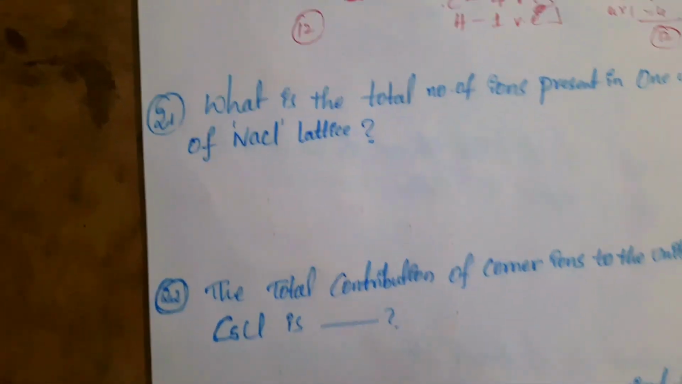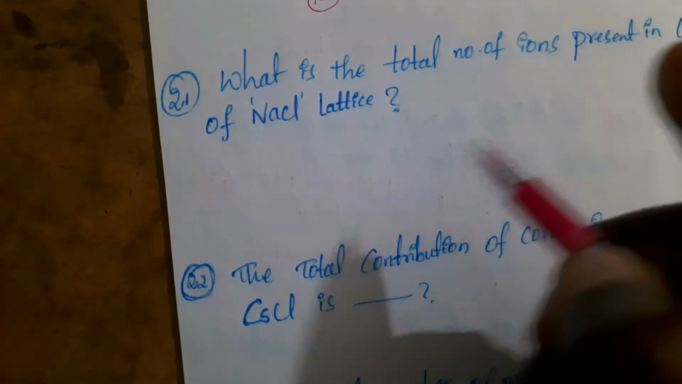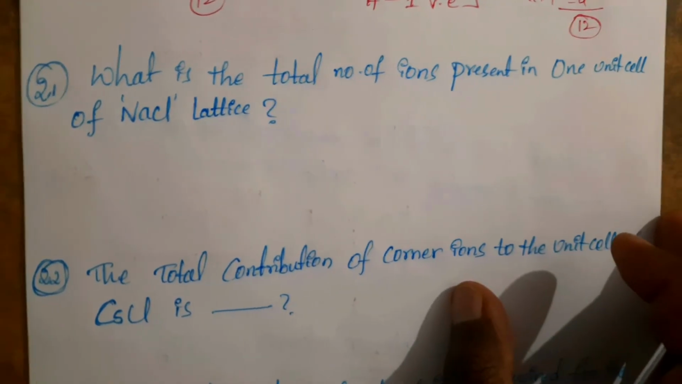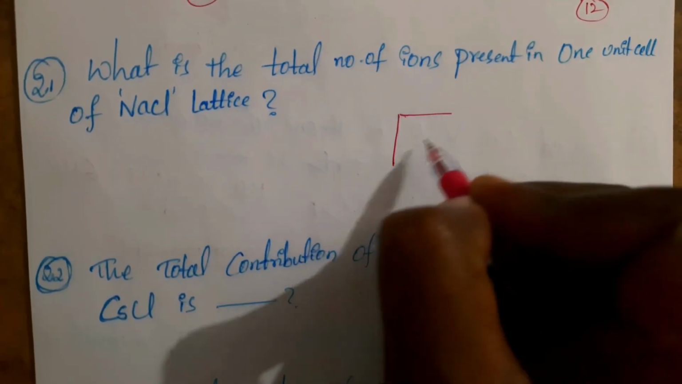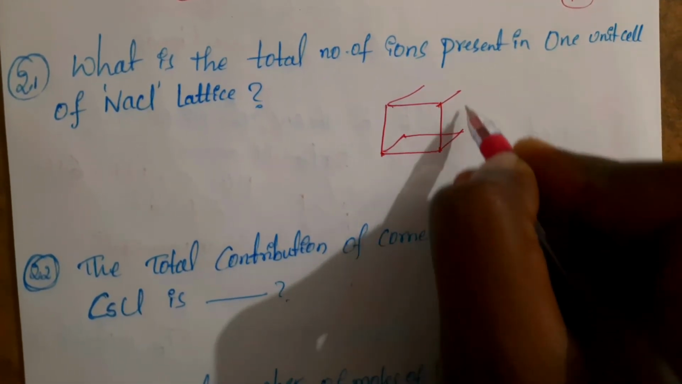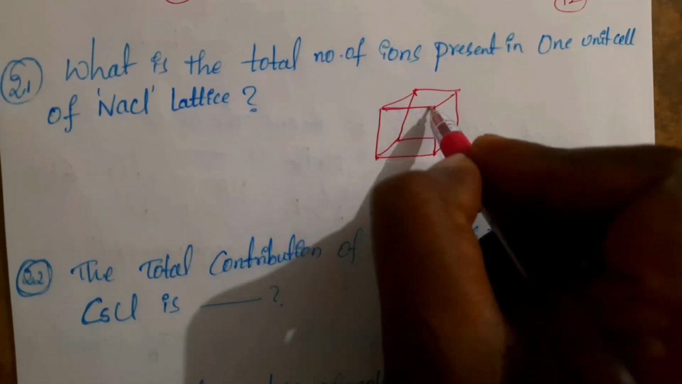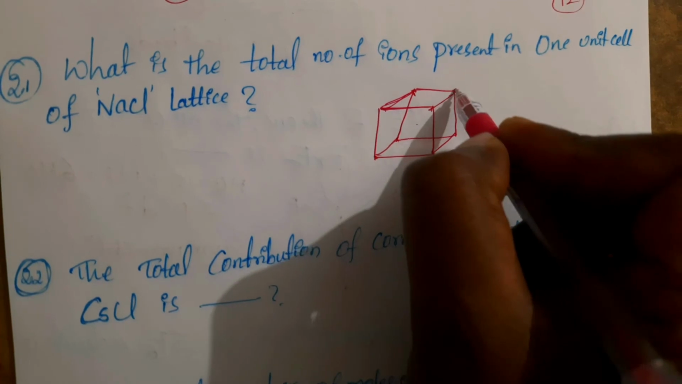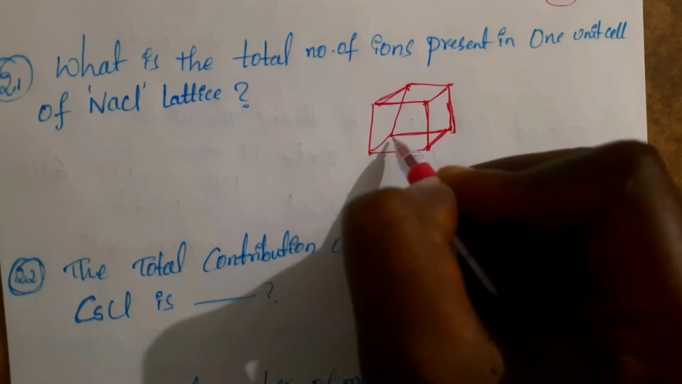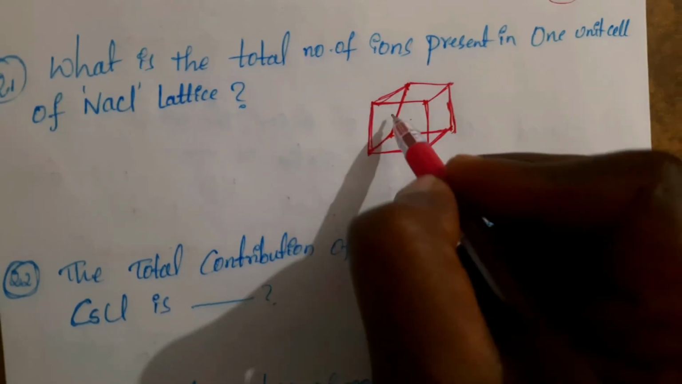So only valence electrons participate in chemical bonds. Next one. What is the total number of ions present in one unit cell of NaCl? This is the unit cell of NaCl. It is actually a face-centered cubic crystal. Now in this case, what happens here? The sodium ions are present on the 12 edges and one chloride ion is present in the center of the body.